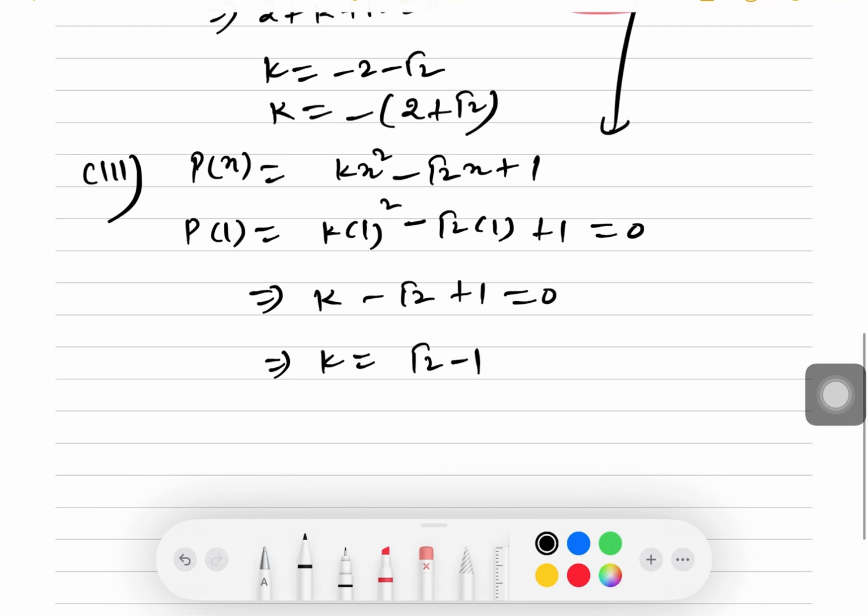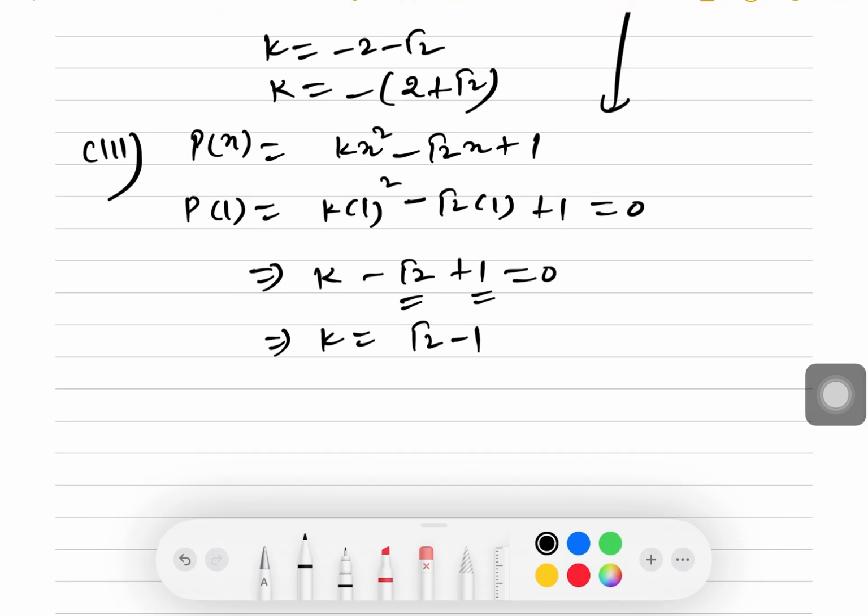So k equals to positive root 2 negative 1, because we have to shift these two terms to the right side. After going to the right side, they will change their signs. Negative root 2 will change into positive root 2 and plus 1 will change into negative 1. So k value is root 2 minus 1 is our answer.